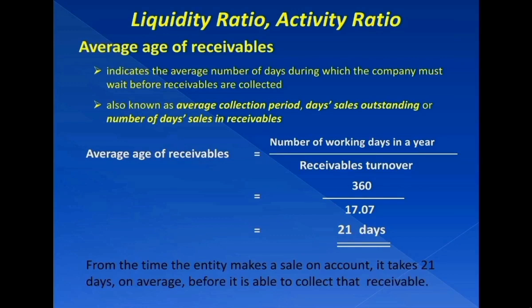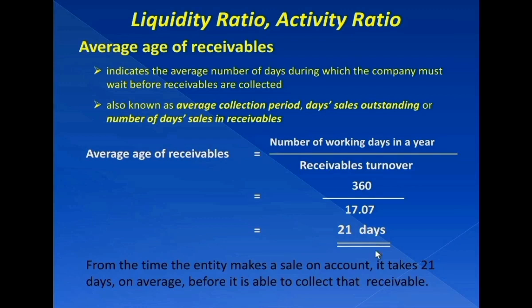However, if the average age of receivables is longer than the credit terms, it may indicate a poorly managed credit department or collection department or both. For example, the company extends 15-day credit terms to customers. This 21 days average collection period means that the entity collects its receivables late, beyond the credit period of 15 days. And hence, it is not a good sign.